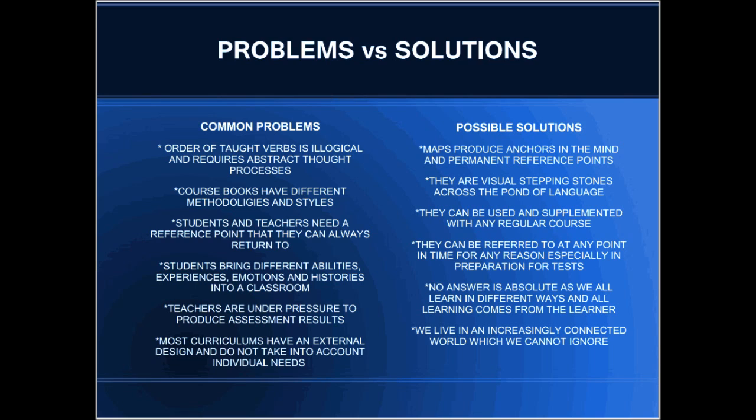Following on, students bring different abilities, experiences, emotions, and histories into the classroom. So we have differing levels of students, some capable who pick up things fast and who do everything and more, and others whose attention tends to drift towards the window and out to infinity and beyond. Maps allow a variation in speeds of study.